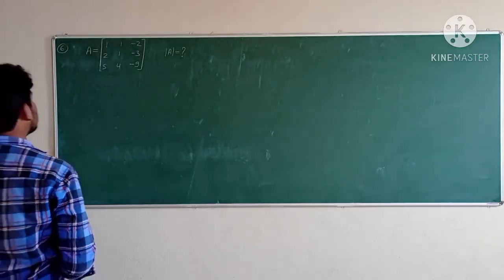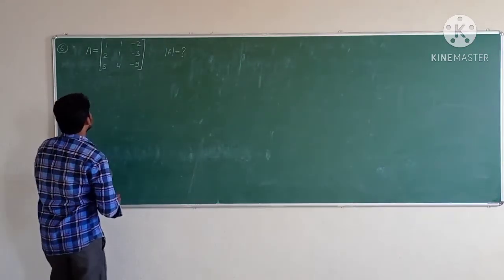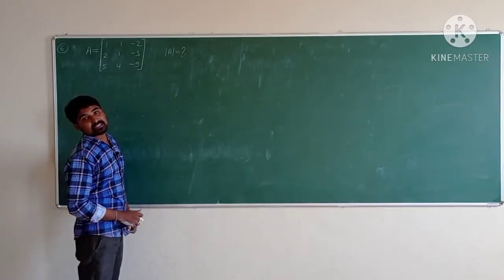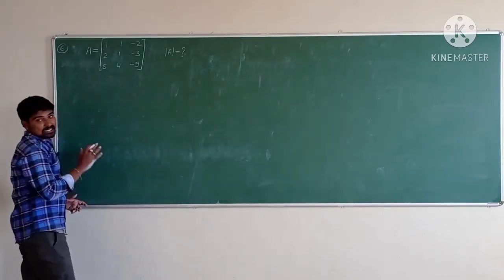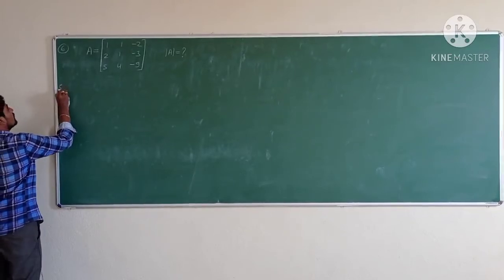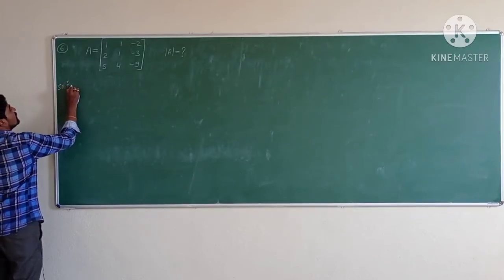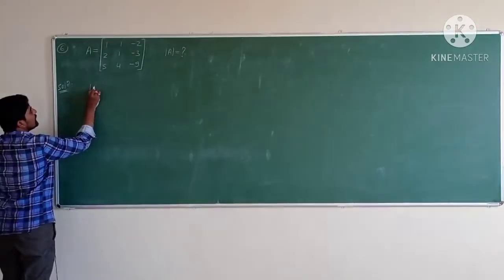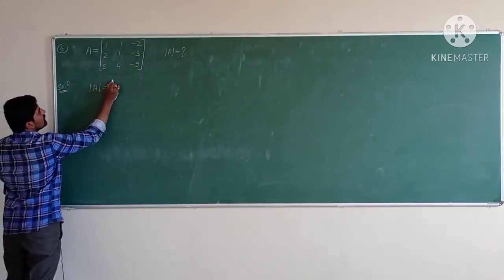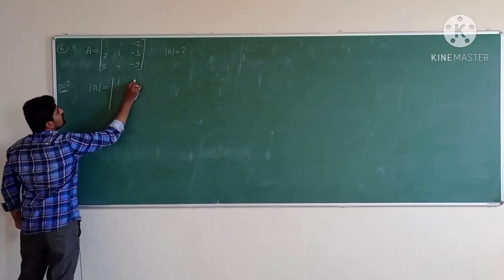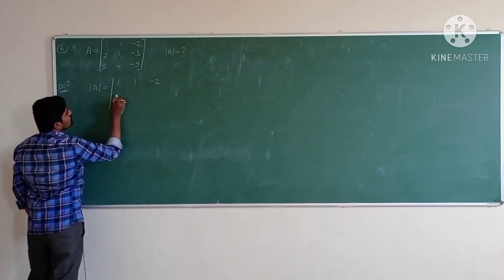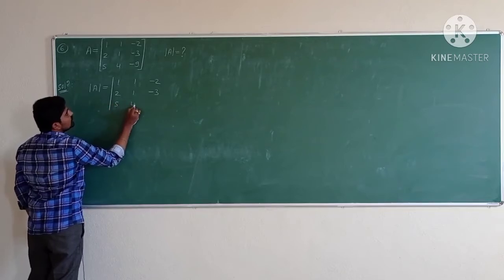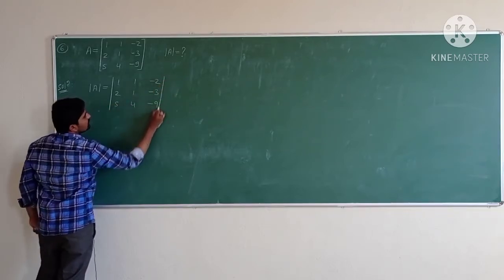Now the question number 6. Here we are given the matrix A and we need to find the determinant of the matrix A. So determinant of A is equal to 1, 1, minus 2, 2, 1, minus 3, 5, 4, minus 9.